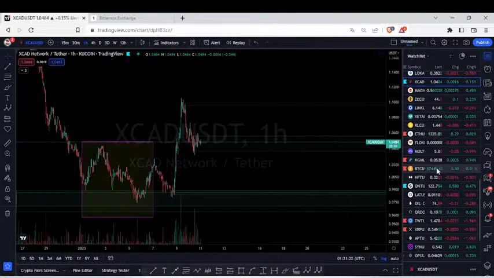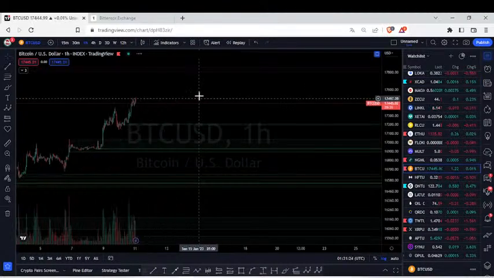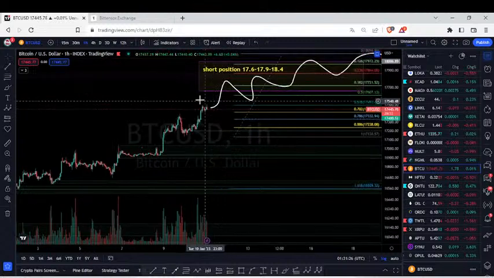And well, look at that. Bitcoin's starting to come down. That's good.